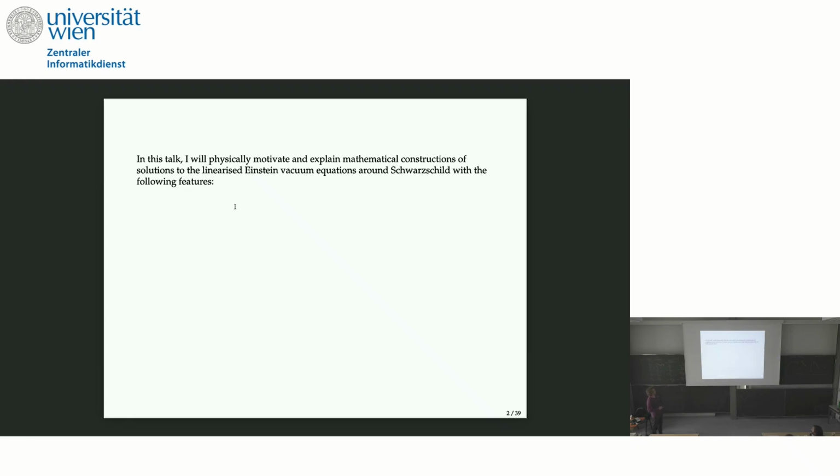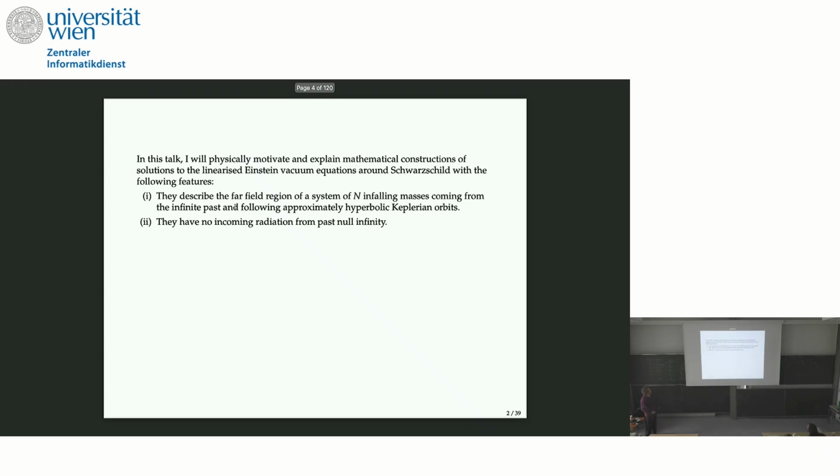following 5 features. Firstly, they describe the far-field region of a system of n infalling masses coming from the infinite past and following approximately hyperbolic Keplerian orbits. I can also consider other things, but this is the main thing to keep in mind. Secondly, they have no incoming radiation from past null infinity. Thirdly, they violate peeling near past null infinity.